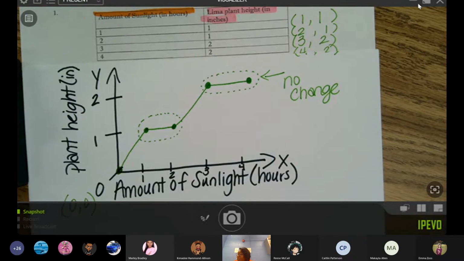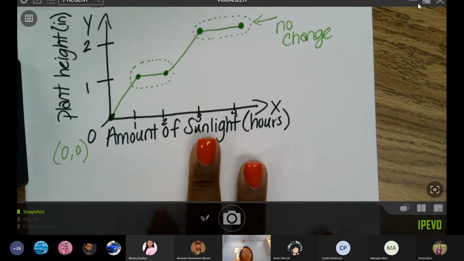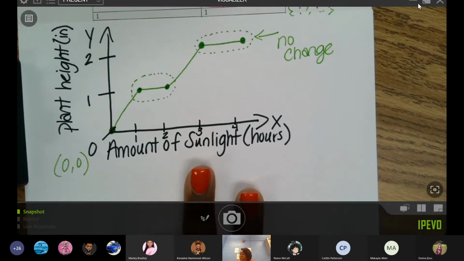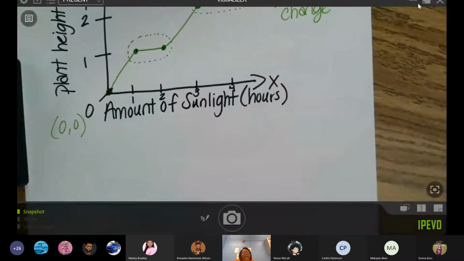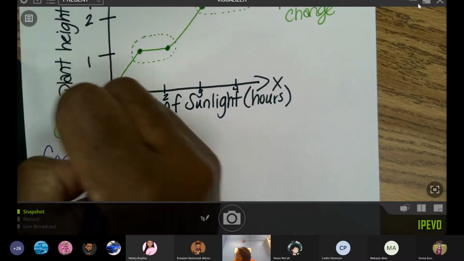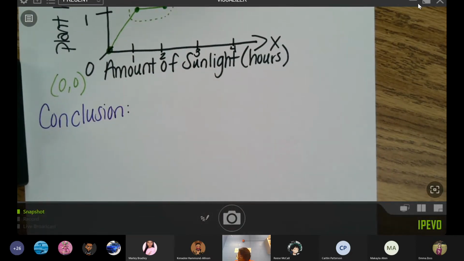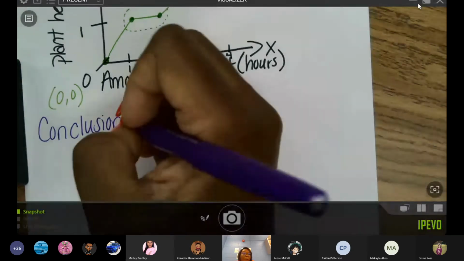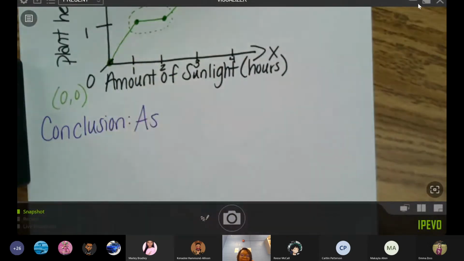When we look at this line graph, on the test you won't have to make your own line graph, but you will have to be able to look at a line graph and tell Ms. Neville what's going on. It's important for us to be able to write a conclusion. In your notes below your graph, write that word conclusion. For our purposes as a 6th grade scientist, our conclusion will always start with the word as.